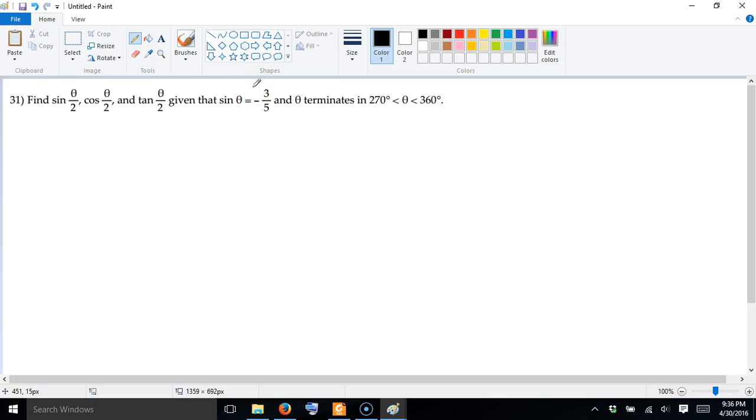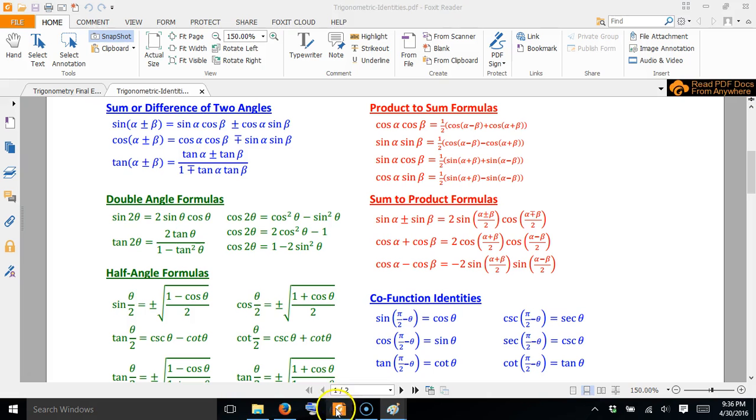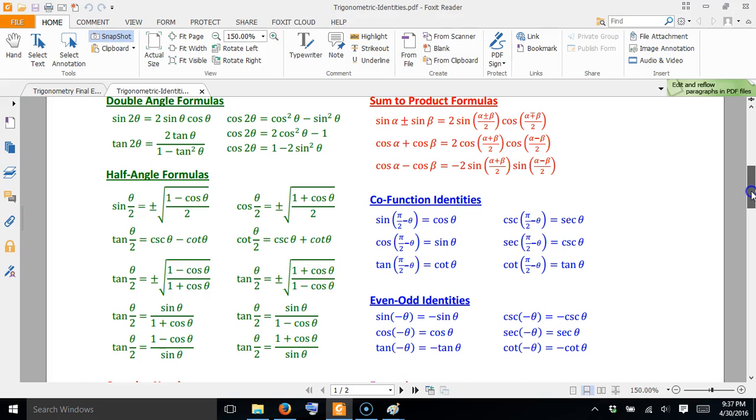But here it says find these values given that we know sine of theta is equal to negative 3 over 5. Now, with the half angle identities, it is nice to know what our cosine value is, because sine of theta over 2 is equal to all of this with cosine in it. Same goes with cosine of theta over 2. There's cosine. And then tangent.